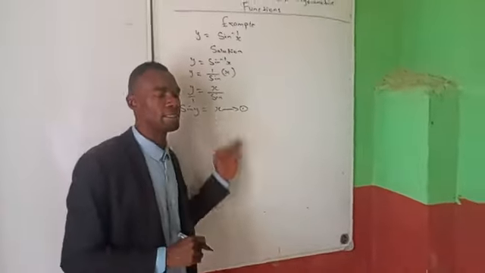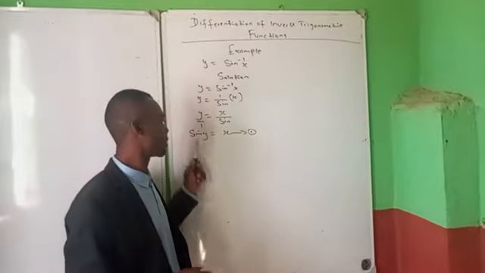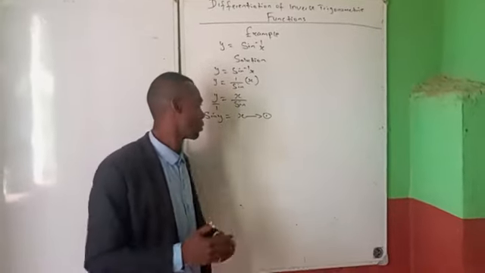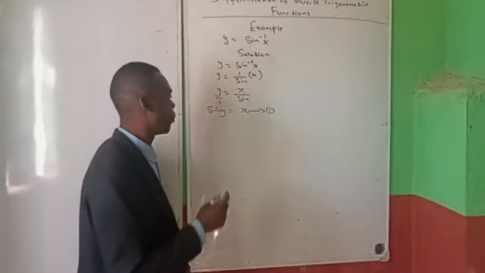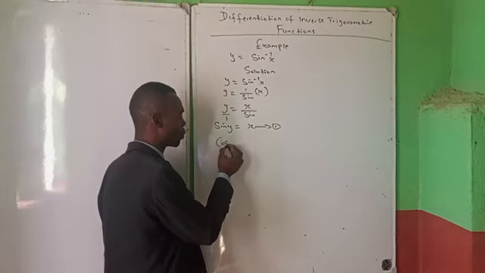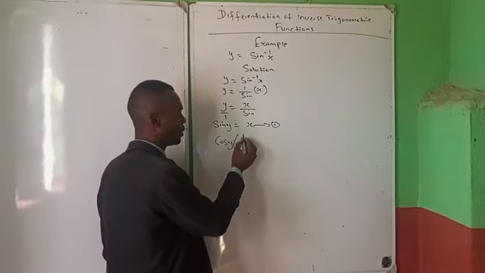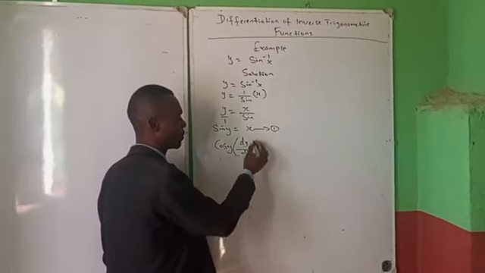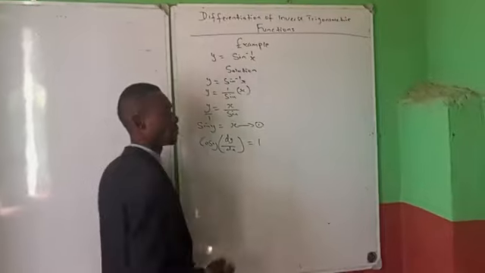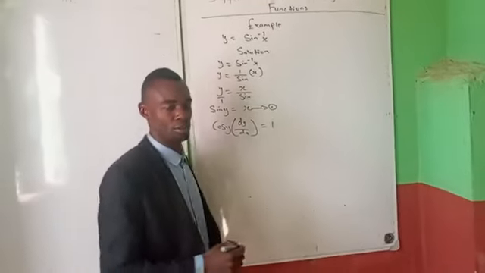Now in this case, we are going to differentiate this. We are going to be using implicit differentiation to differentiate this. When you differentiate sine y, you are going to have cos y dy over ds. When you differentiate s, you are going to have 1. Implicit differentiation.